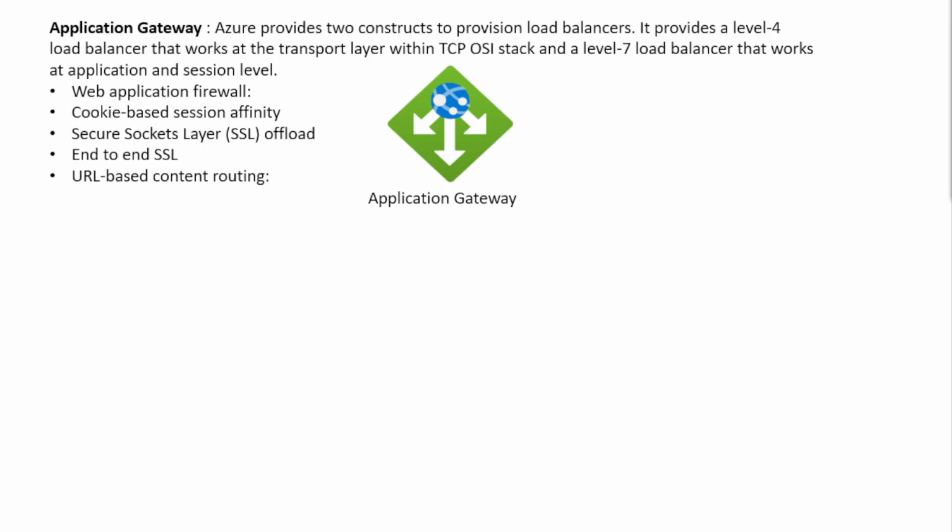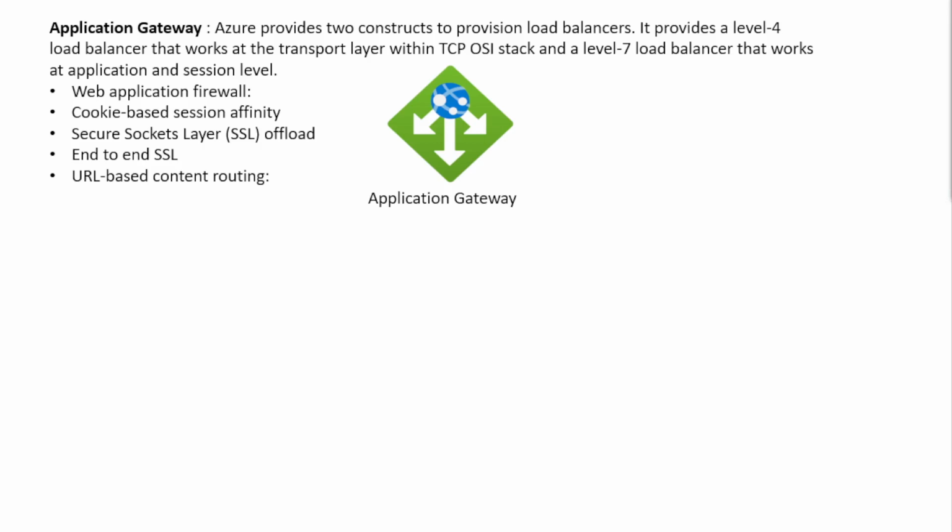The other thing it provides is URL-based routing. For example, if we have a URL contoso.com and then sub pages, contoso.com/images, we want that traffic to go to a particular set of VMs, and if we have /video, that kind of traffic goes to a different set of VMs. This can be enabled in Application Gateway, where we can have different backend pools and use URL-based redirection to route the traffic accordingly.